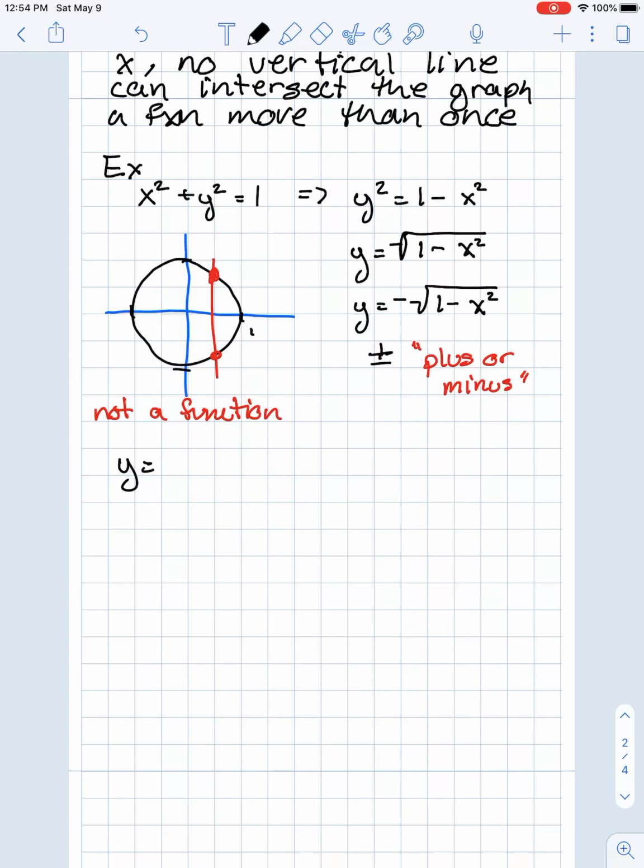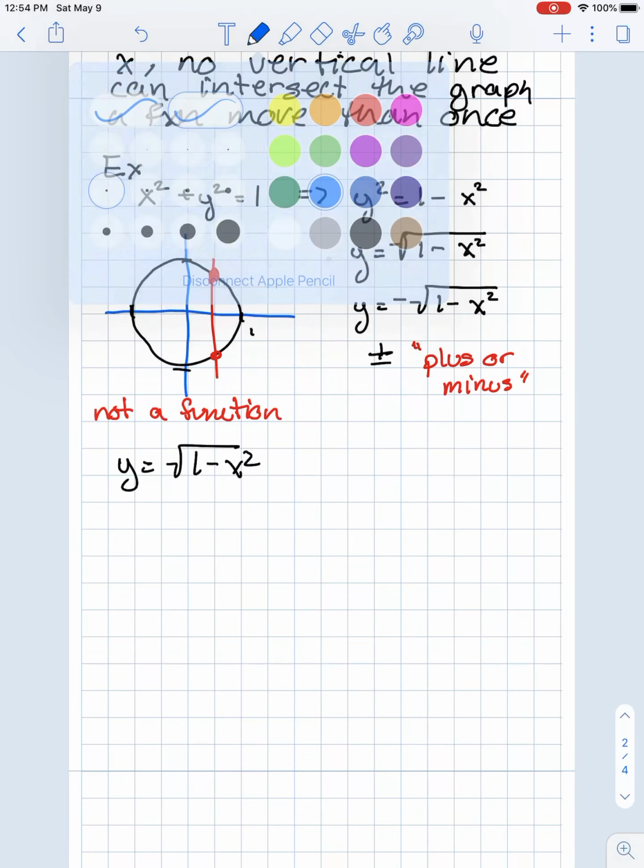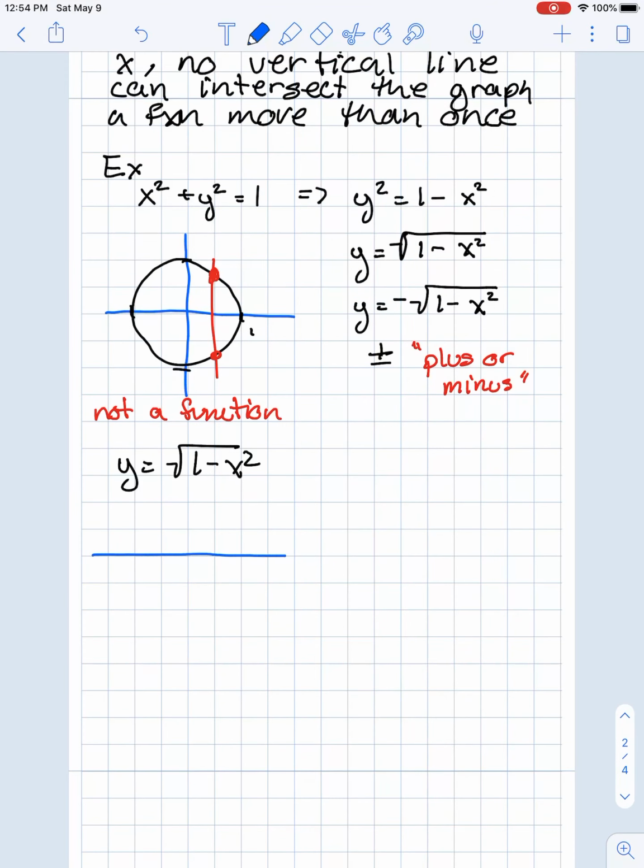And those graphs look like this. So y equals square root of 1 minus x squared. Kinsey, why did you choose all these colors?